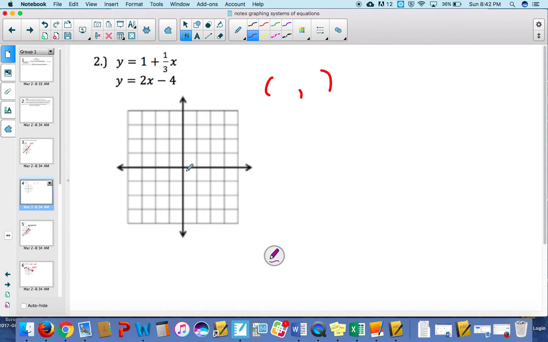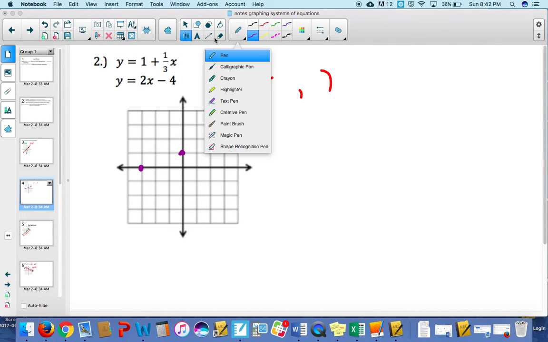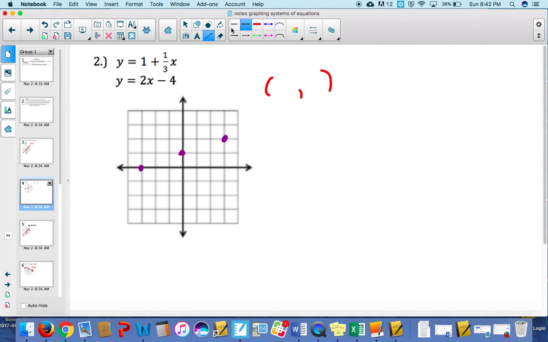We're starting at positive 1 on the y-axis. Our slope is 1/3, up 1 over 3, down 1 over 3. We're going to graph our line. Again, we want to make sure that you're using a ruler, getting these through the points.